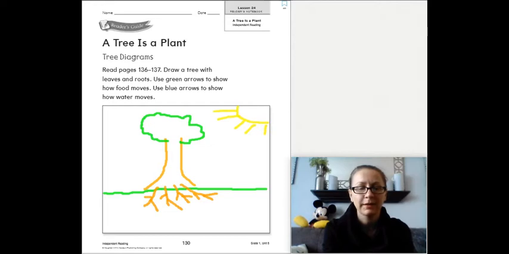And the way that this happens is the sunlight comes in through the leaves of the tree, and then the leaves make food for the tree, and then it flows down to the tree. So our green arrows are going to go down. So you can go ahead and add in your arrows to go down your tree.